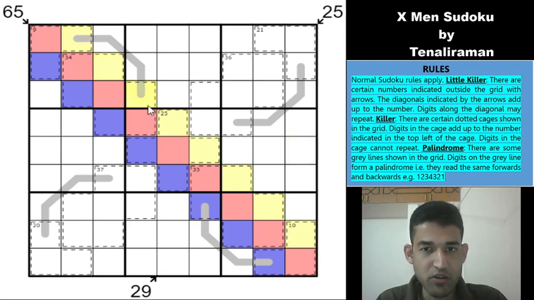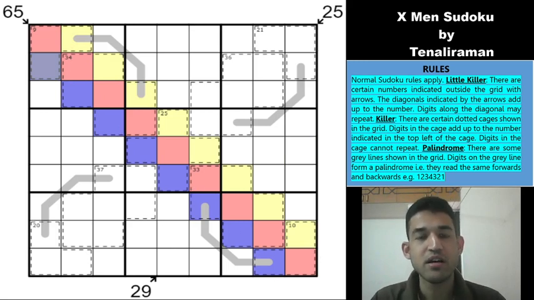So the sum of the yellow cells and the sum of the blue cells is now going to be 111 minus 65, which is equal to 46. Okay, that is still a little bit large number, but maybe we can, how do we take 46?